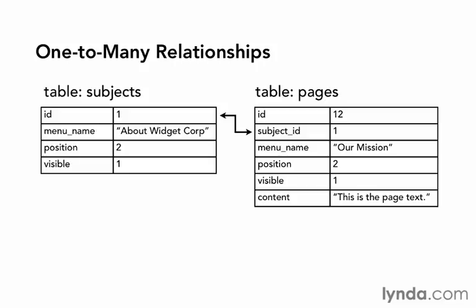And it works in reverse, too. If I have a subject and I want to know all of the pages that belong to that subject, let's say I want to generate a list of them, well, then I can ask MySQL, generate a query, and return to me all pages where the subject_id is the same ID as what I have, in this case, 1.